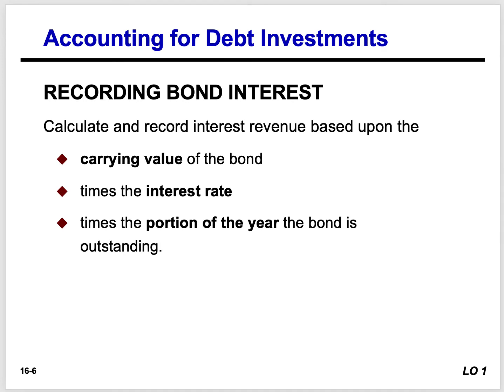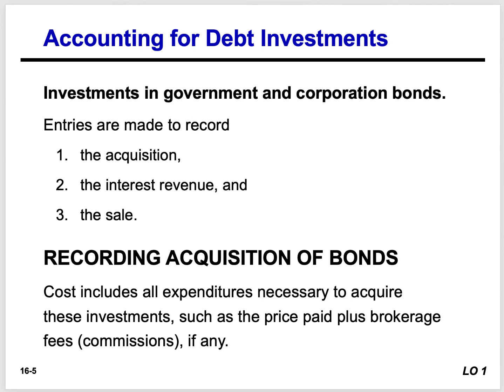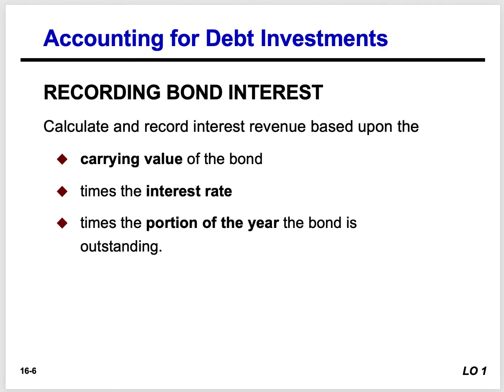So again, what are we looking for? We're looking for recording bond interest. We have an example, or we're going to see an example. We got to do it at acquisition, and then we got to record the interest. We got to calculate and record interest values based on the carrying value of the bond times the interest rate times the portion of the year the bond is outstanding. Now, this is pretty much identical to the way we calculated interest expense in Chapter 15. The only difference is, from an accounting perspective, we are receiving this interest. We're not paying it out.